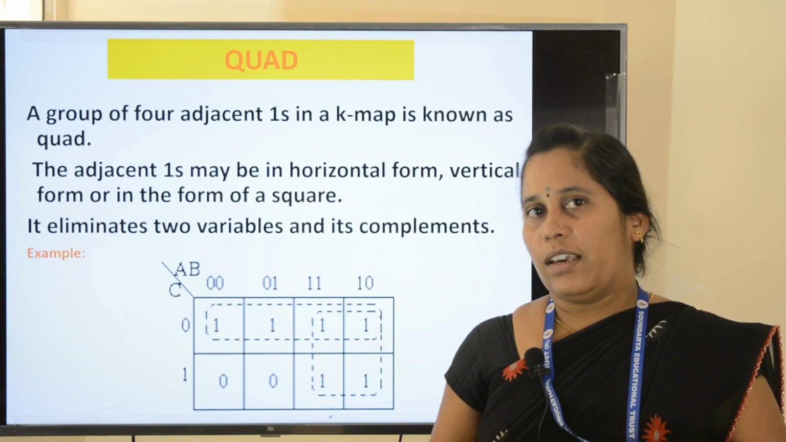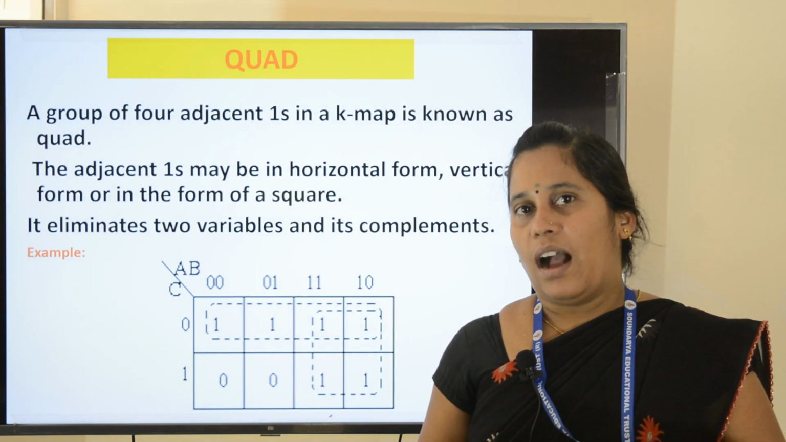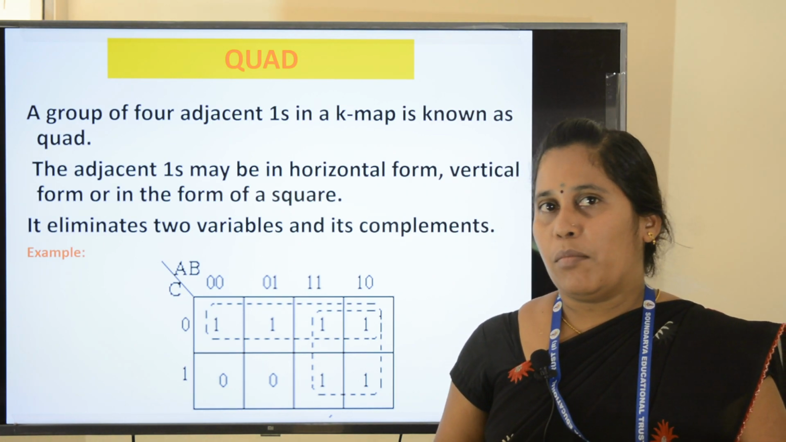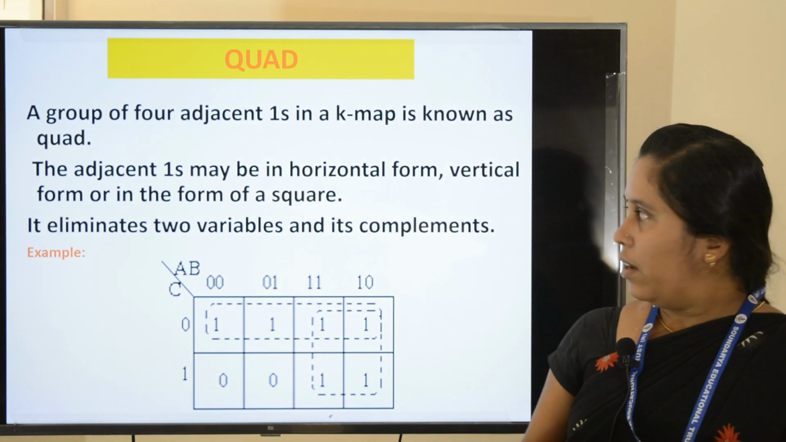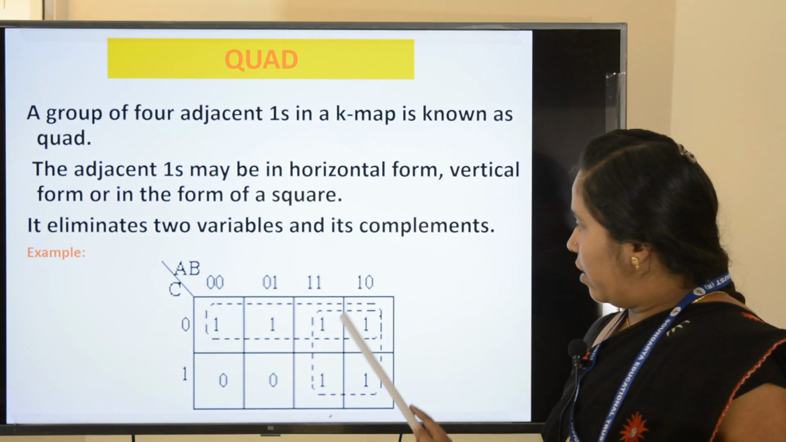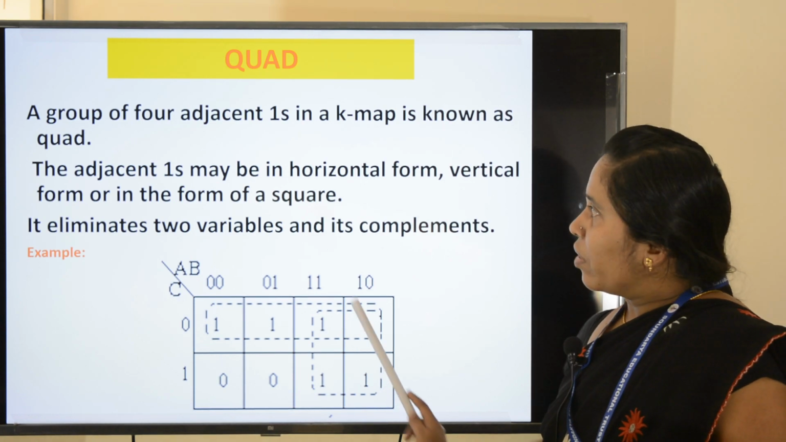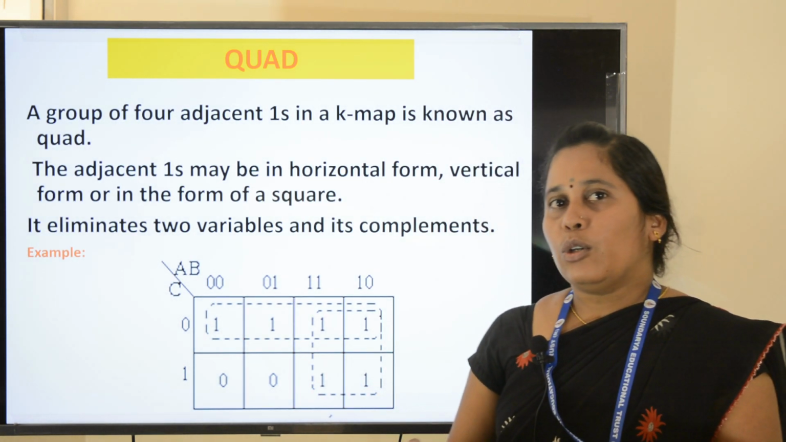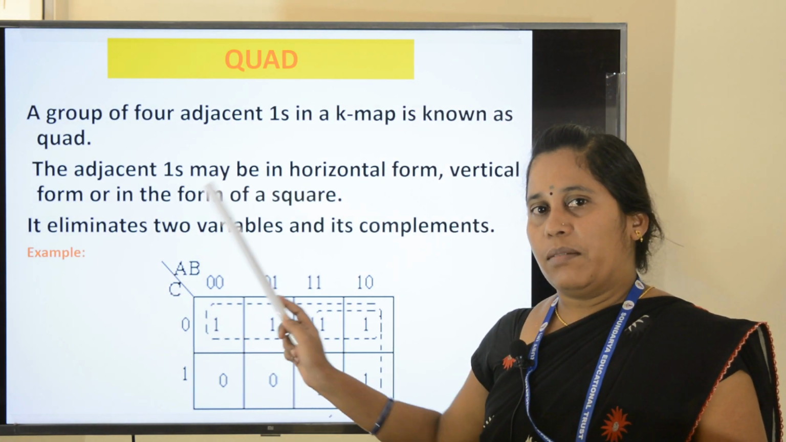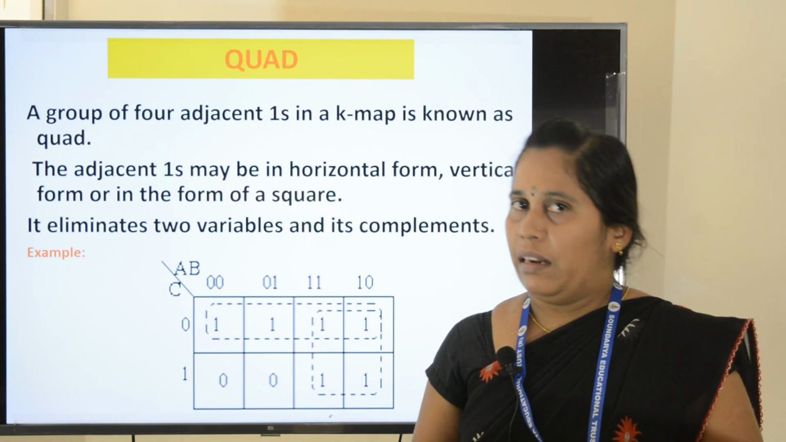The second grouping is a quad. A quad is a group of four ones. The four ones are in horizontal or vertical form or in the form of a square. In the example, the four ones are in horizontal manner. The second group is in the form of a square. In a quad, it eliminates two variables and their complements. Here there are three variables. Out of three variables, two variables and their complements are eliminated.